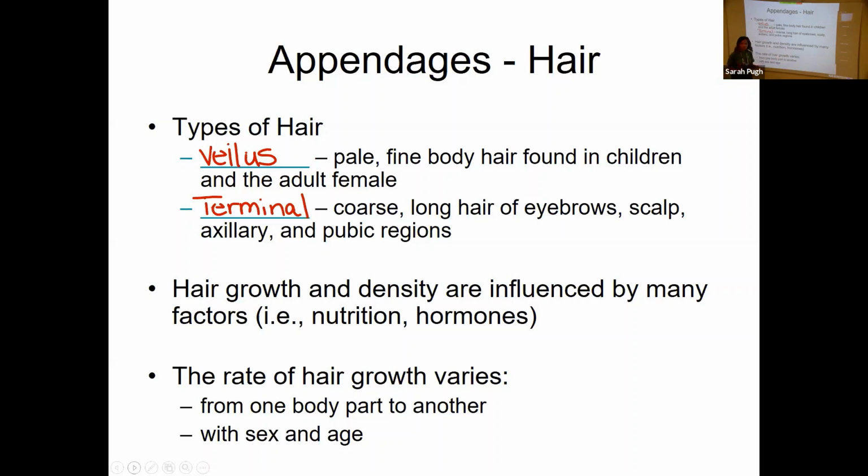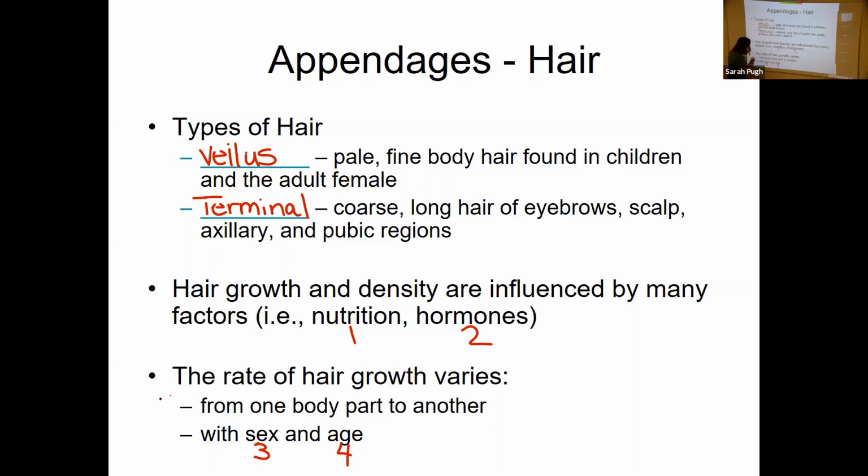Also, the rate of hair growth can be influenced by other things as well, right? So we have nutrition, we have hormones, other things like your sex, your age, right? So males and females, women, because of estrogen, our hair typically grows a little bit faster than a man's hair would grow. But your age can play a big role in that as well. The younger you are, the faster your hair will grow. As you age, your hair gets thinner and it does not grow nearly as quickly. So there's 4 things right there that can really influence hair growth and density: nutrition, hormones, sex, your age.